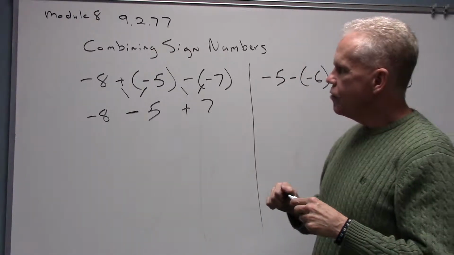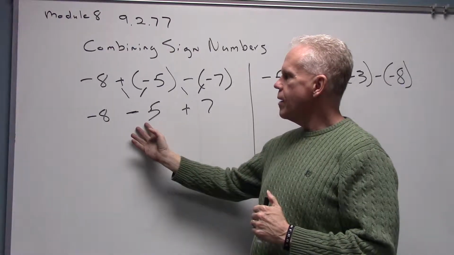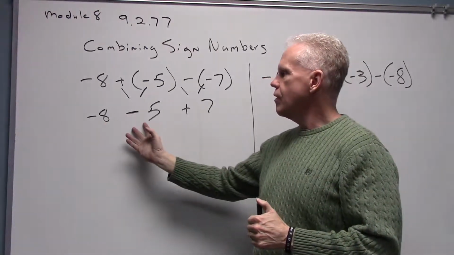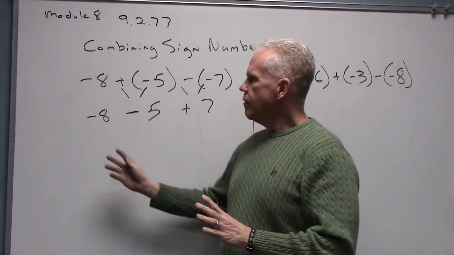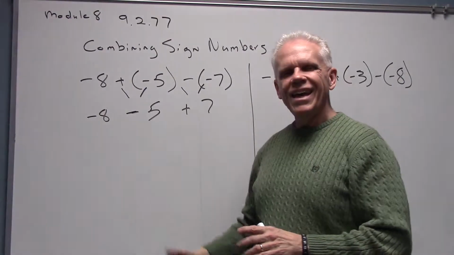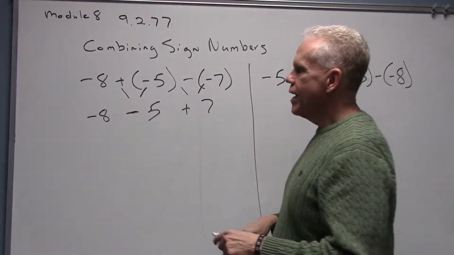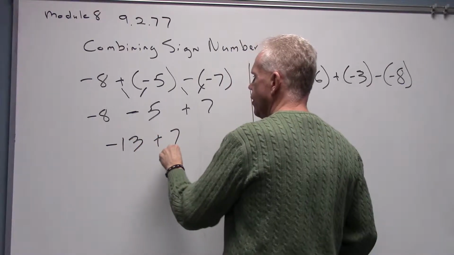Now we want to think about this problem, and I don't really want to read this problem negative 8 minus 5 plus 7. I don't really want to read it that way. What I want to think of is I've got 8 negatives and 5 more negatives. Well, altogether, that's going to give me 13 negatives.